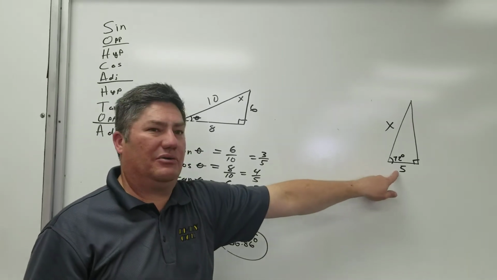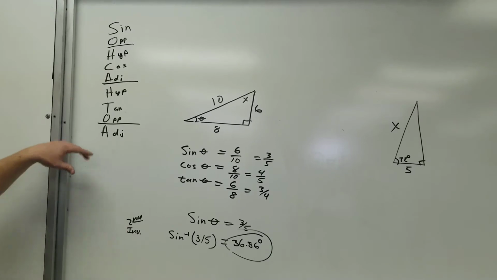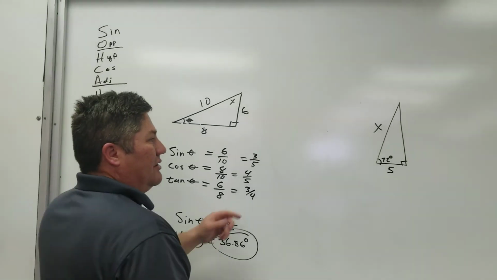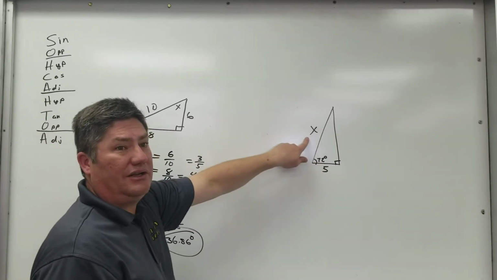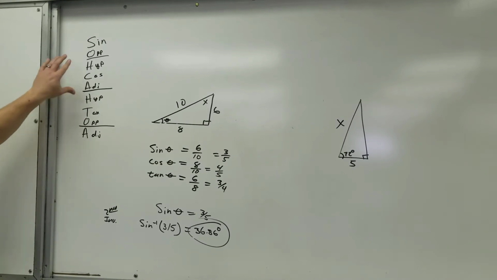What side do we know compared to 72? It's the side adjacent. Oh, adjacent. So I'm either going to use cosine or tangent. That's the only one that uses adjacent. But I want to know the what? Hypotenuse. Adjacent over hypotenuse, hey, that's cosine. That's what I have to use.